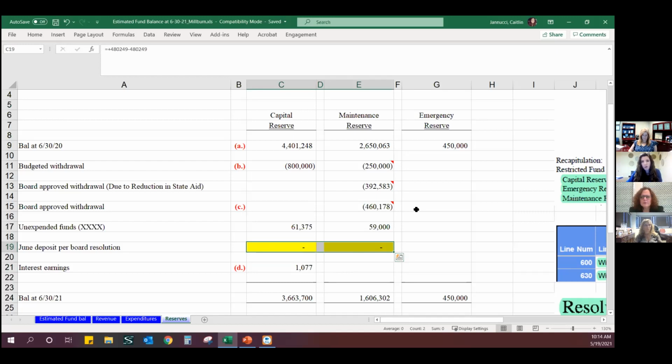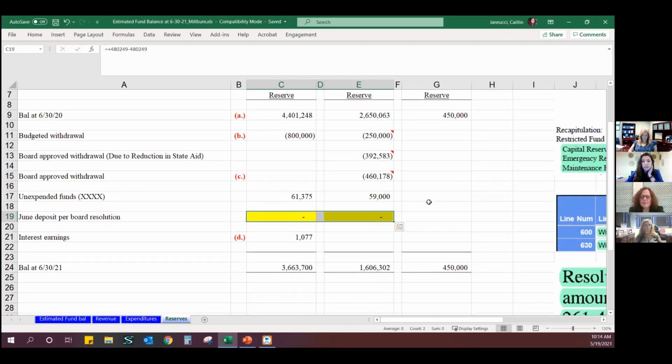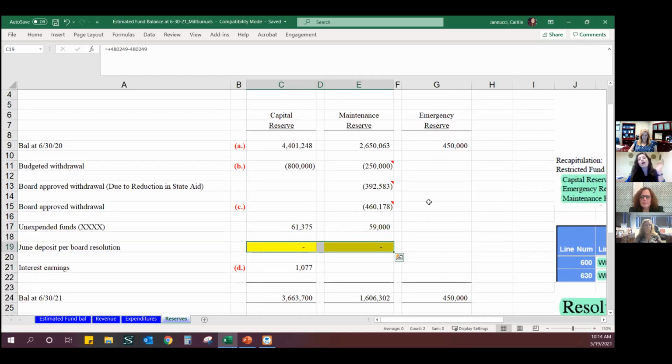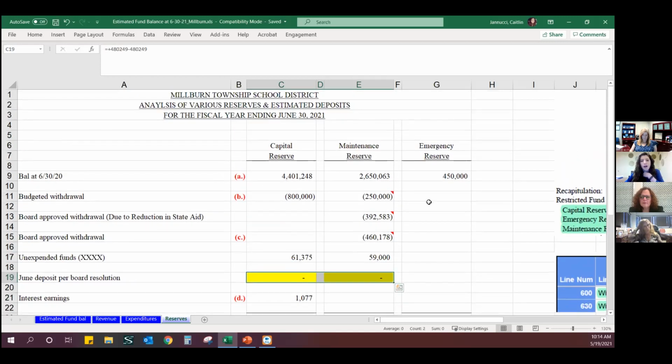Before moving on to step 2, I'm just going to let Cheryl briefly talk a little bit about this tab, if she wants to share any of her input on our reasoning for anything that we just talked about for reserves. Thank you, Caitlin.